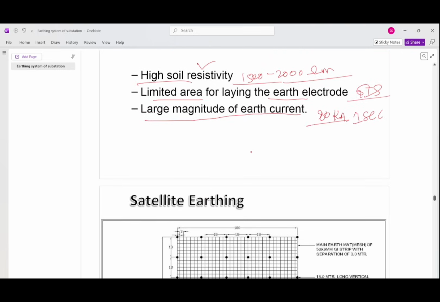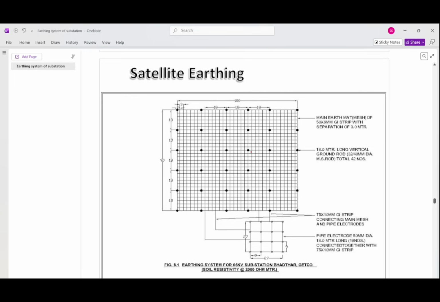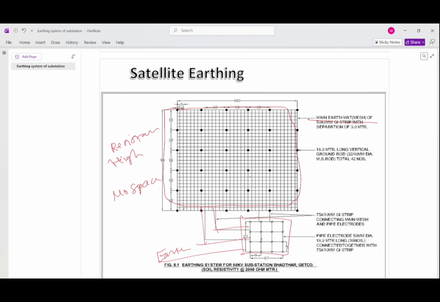So multi-layer earthing and satellite earthing. Now we will discuss satellite earthing. This is the main earthing grid. Suppose the main earth mat is provided here, but the resistance is higher. Then we can provide a satellite earthing connection. This is a satellite earth grid. If no space is available, we can provide another earth mat at some other location at some distance. This earth mat is a satellite earth mat.